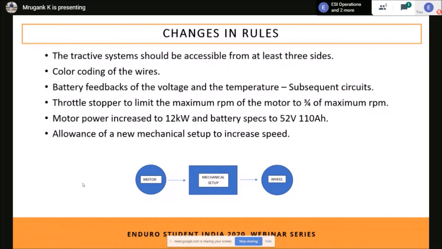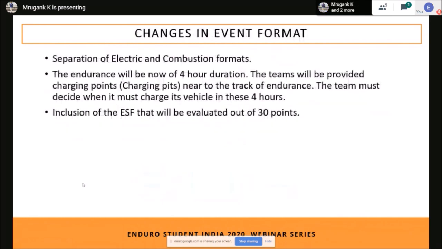Now, the changes in the event format. First of all, the foremost change is the separation of electric and combustion formats. With the separation, the point to be kept in mind is that the endurance for electric and combustion will happen on the same track and for the same duration, that is 4 hours. But now there will be charging pits near the endurance track.